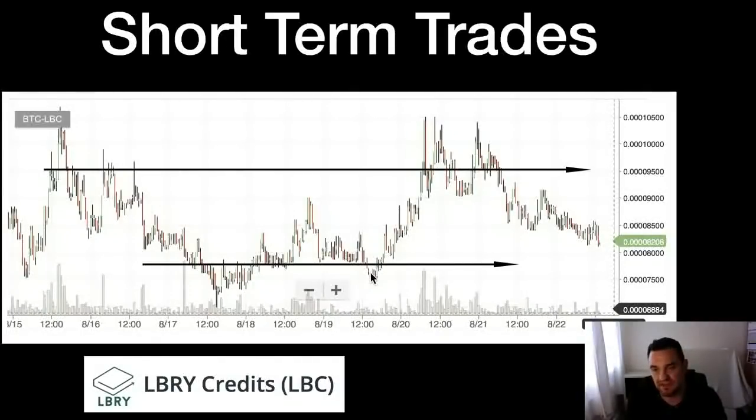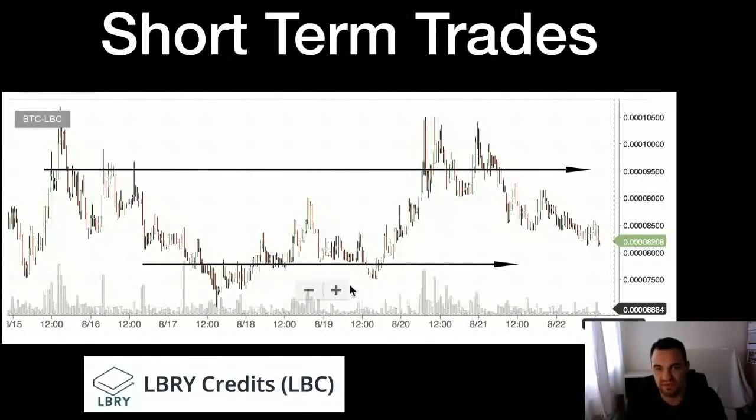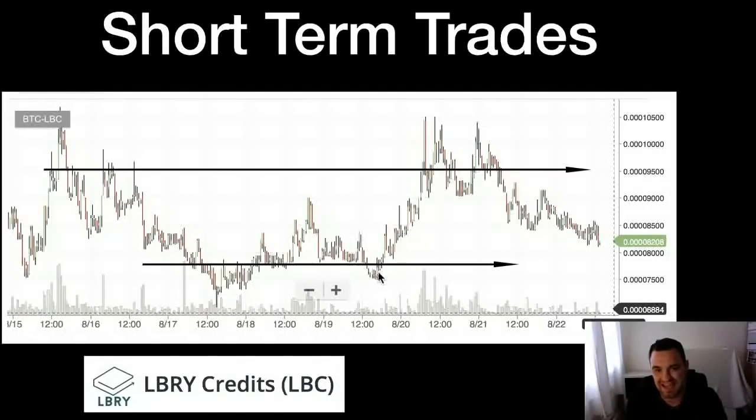It does go down, but only for a very, very short period of time, and then it bounces back up. And it goes all the way back up. I know that the resistance is here, so I've set a sell at 950, and then I jump out the trade. Real simple. I didn't hit the bottom, and I didn't hit the top. That's not the aim of the game.